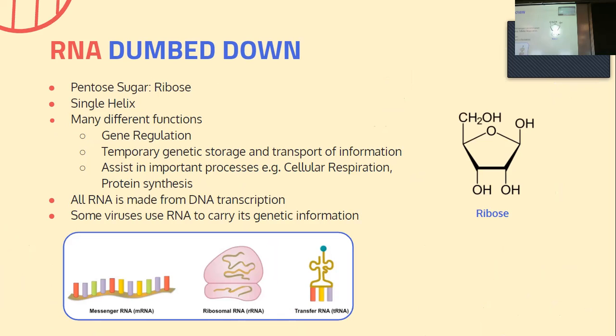RNA dumbed down. So unlike DNA, its pentose sugar is ribose. It forms a single helix, unlike DNA's double helix. It has many different functions, such as gene regulation, temporary genetic storage and transport of information, and assisting in many processes such as cellular respiration and protein synthesis. All RNA is made from DNA transcription, and some viruses use RNA to carry genetic information.